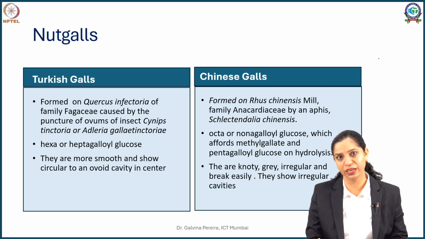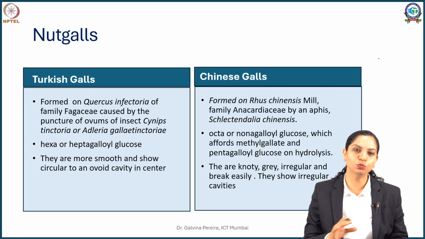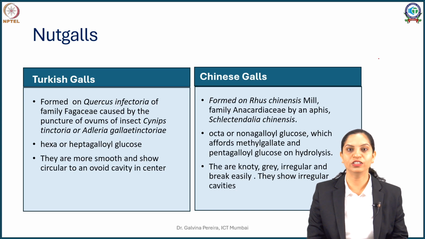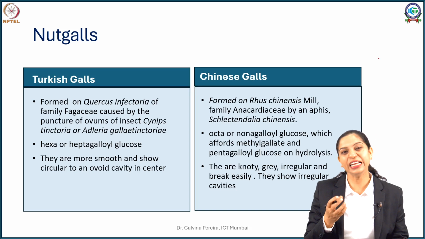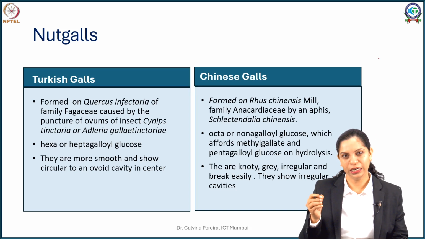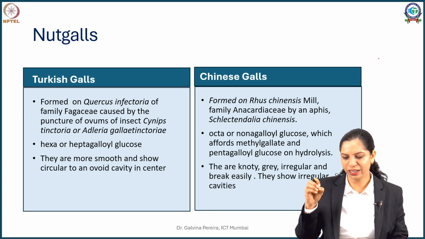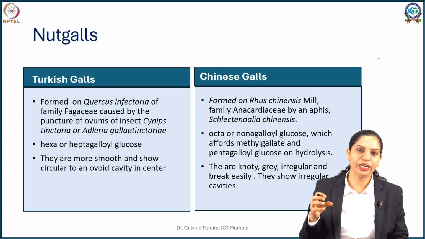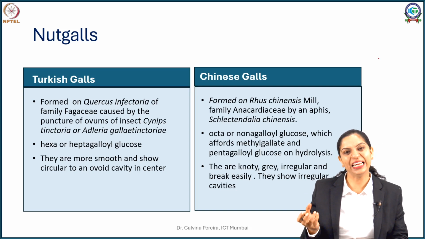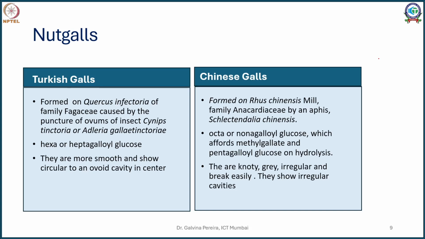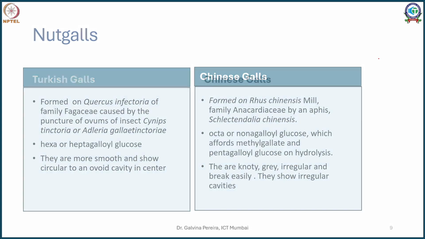If you see the appearance of Turkish galls, they are more smooth and circular. The photo which I showed you previously were Turkish galls, whereas the Chinese galls are a little irregular and knotty, that is, they show a knot-like appearance or bumps, irregular, and they are soft, that is they break easily, whereas the Turkish ones are a little stiff in nature.